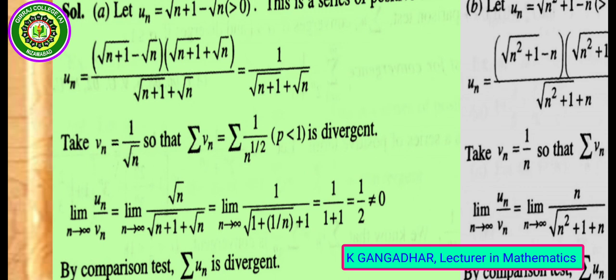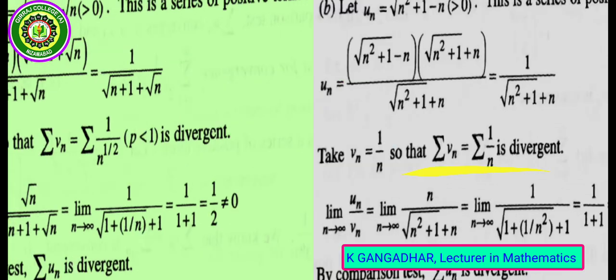Next we find Un by Vn limit value. That value we get 1 by 2. So Un by Vn limit value is 1 by 2 and sigma Vn is divergent. So by comparison test we say that sigma Un is divergent.